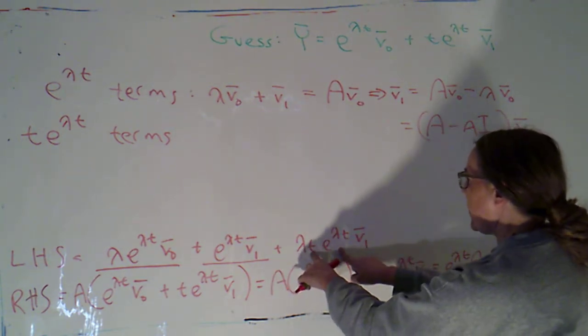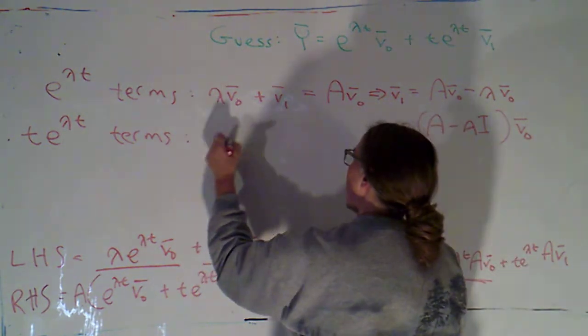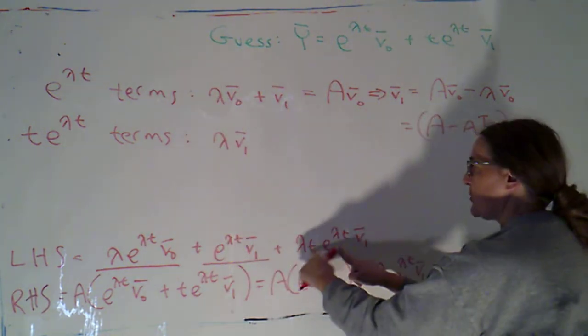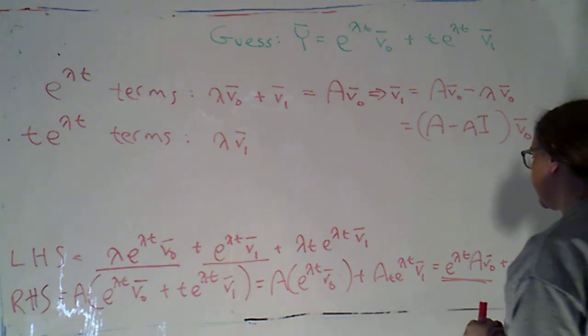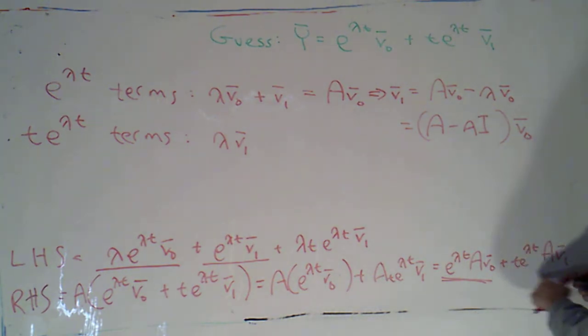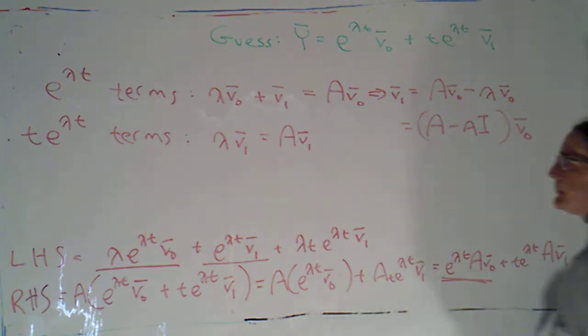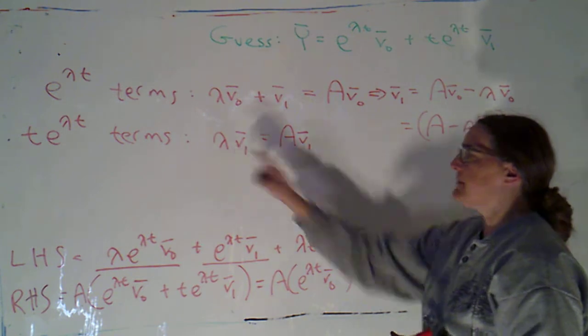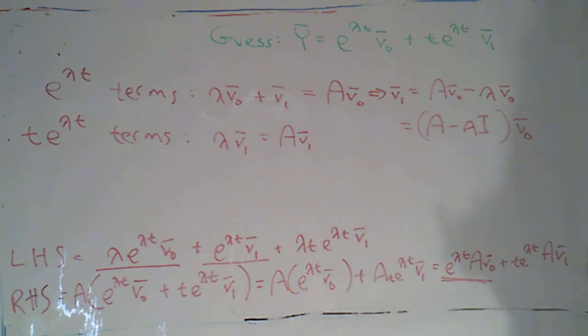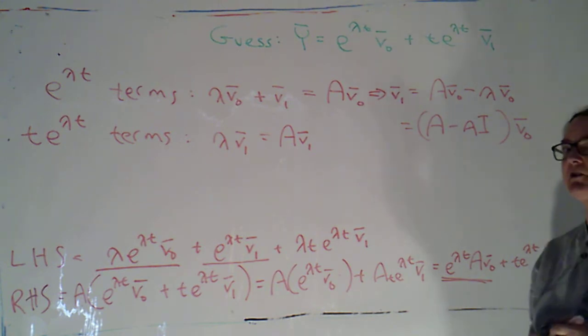Okay. If I look at the t, e to the lambda t terms, on the left-hand side, that was this, and what I had was lambda copies of v1. That was what was multiplied by t e to the lambda t. On the right-hand side, that's this piece, and that's got to be a times v1. Now that's a very special equation. Multiplying v1 by a is the same as multiplying it by lambda. Cool. That almost tells me that v1 is an eigenvector.